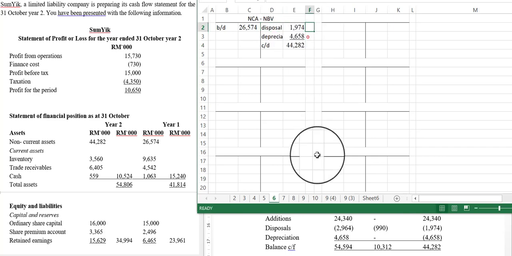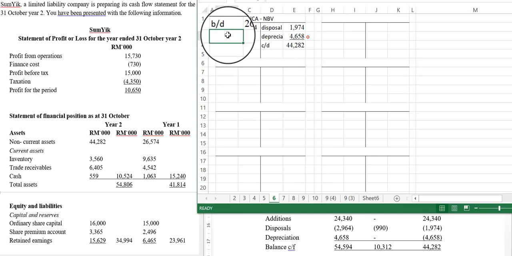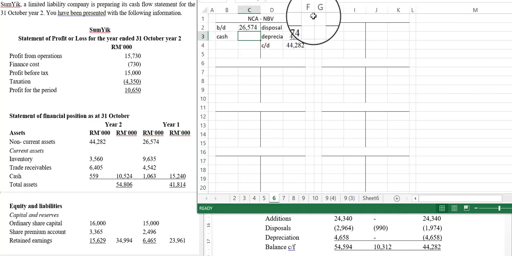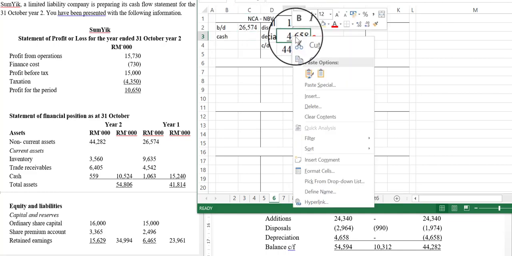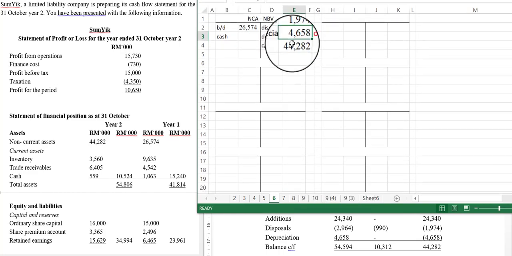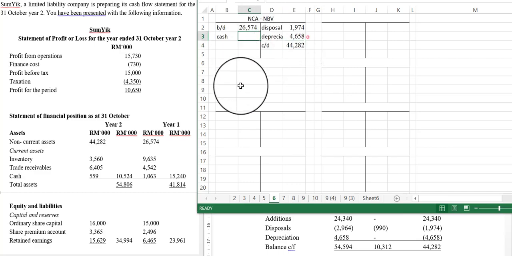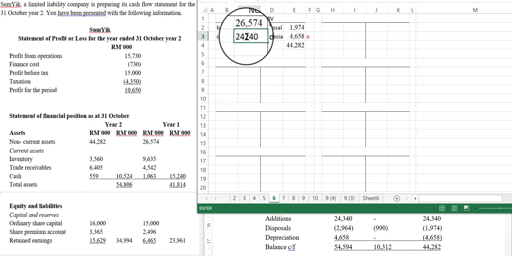Okay, now disposal, next one. Here you should have a balancing figure. This balancing figure is after you minus off all of this and add on everything, minus this amount, you get the purchasing amount. The purchasing amount in this case will be 24340.